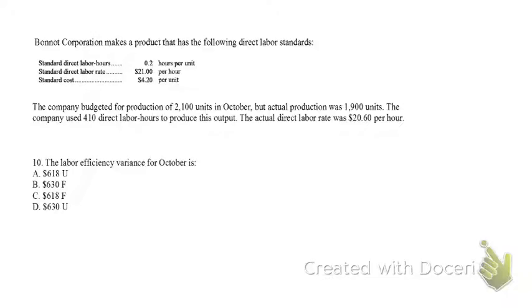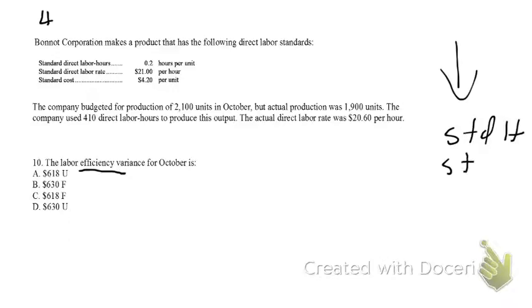The first one is question number 1 for Bonnet Corporation, and we're looking for an efficiency variance, so I'm looking for the right side of those 3 items there. So I need to find the standard hours and the standard rate.